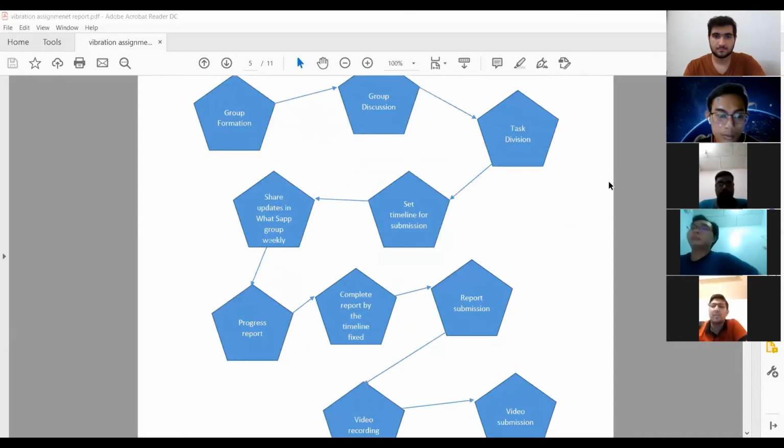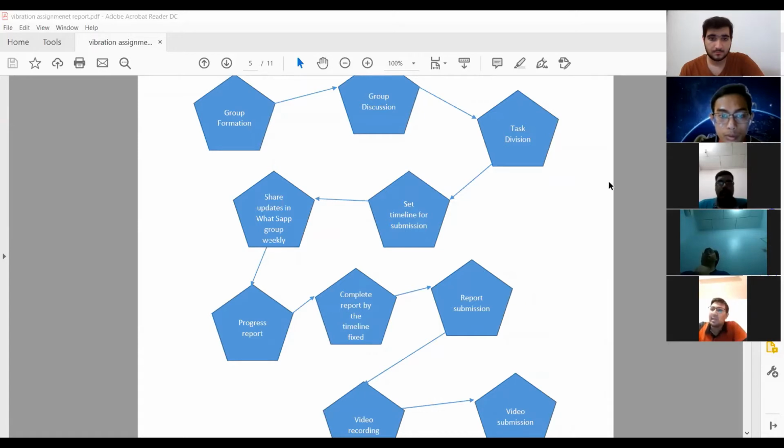So for the methodology part, I'm going to explain how the flowchart of the project works. As we can see over here, it starts from the group formation, and then discussion and also some task divisions on which part we are going to take, for example, the theoretical background.